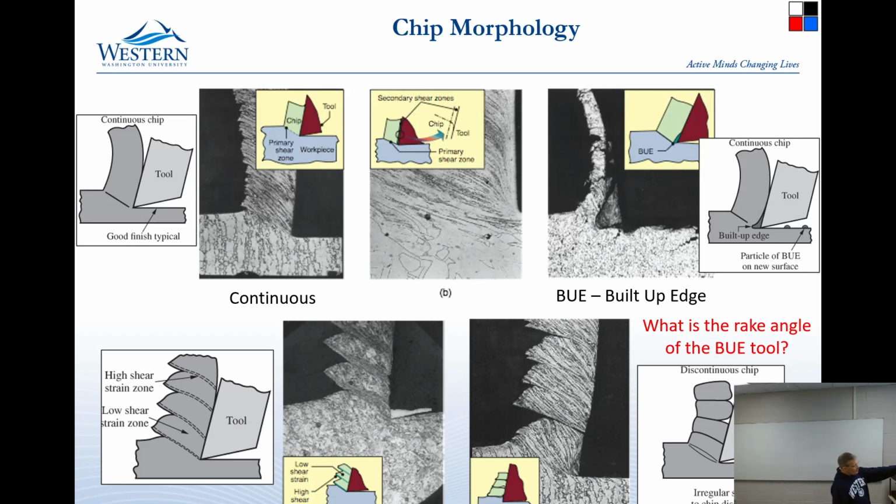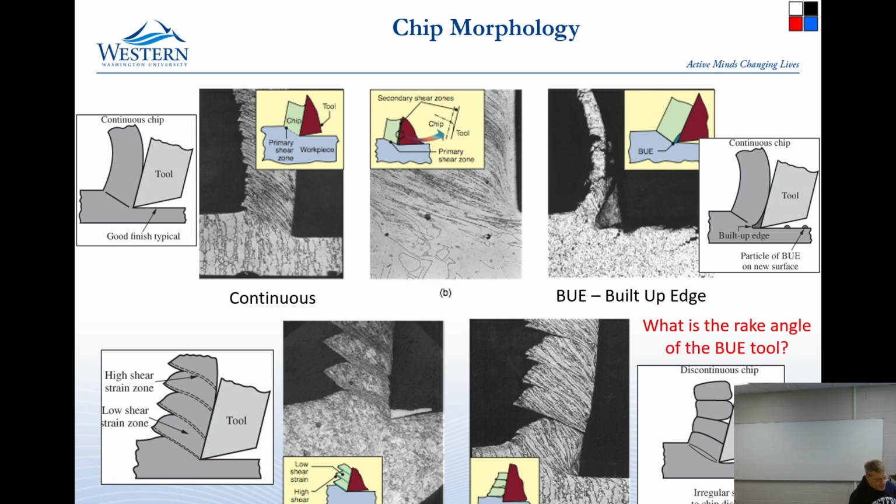We can have built-up edge. Built-up edge is terrible. If you're doing built-up edge, you need to change the processes. You need to do better, because that is not going to give you an accurate edge. It's going to ruin the surface finish of the part that you're making. It means you're putting way too much heat into it, and you need to use a different tool.